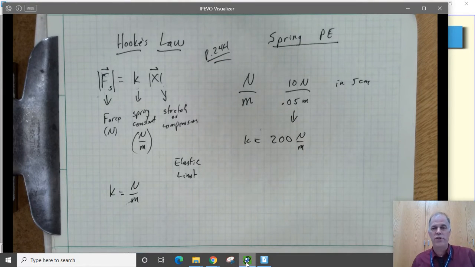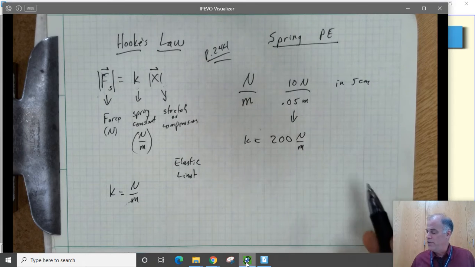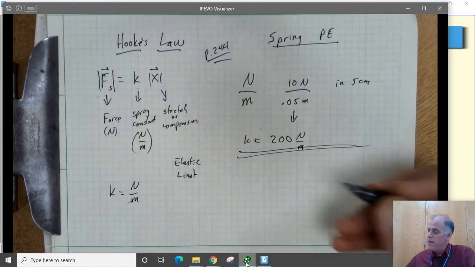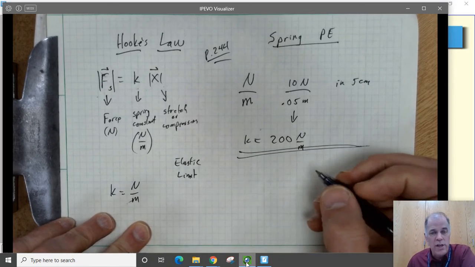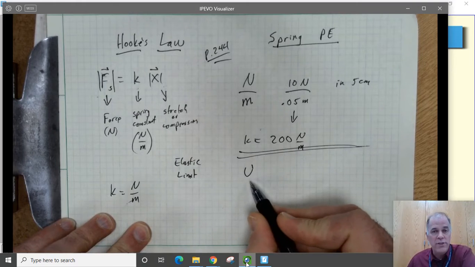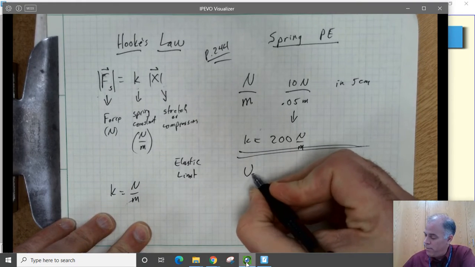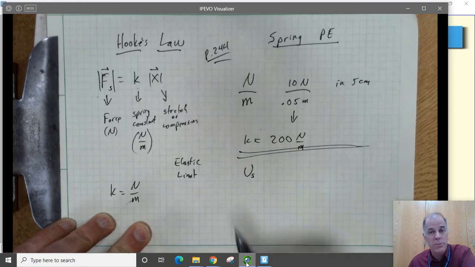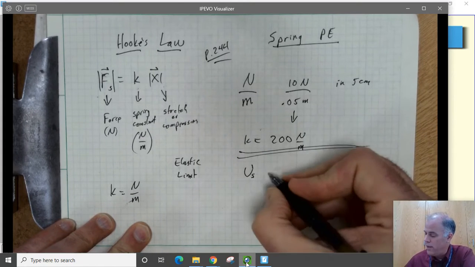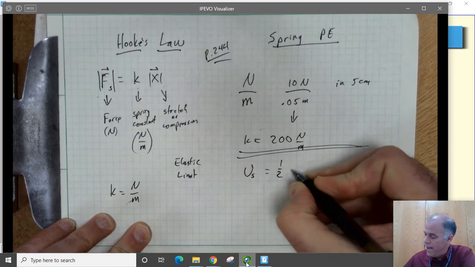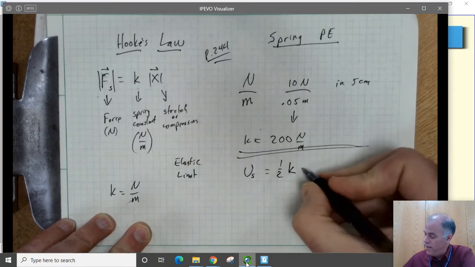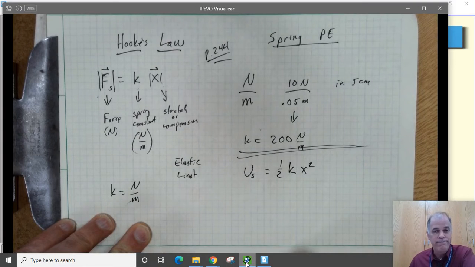How does this relate to spring potential energy? There's an equation for spring potential energy. And that is U, because that's still potential energy, and they abbreviate it US, meaning spring potential energy, as opposed to gravitational potential energy. And it is equal to 1/2 K, K being the spring constant, X squared.